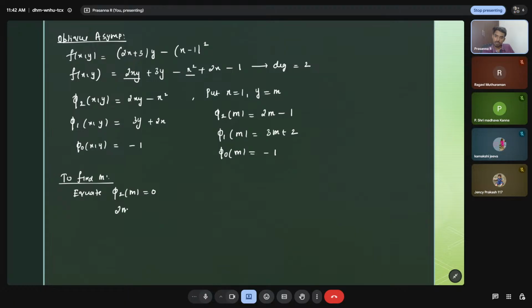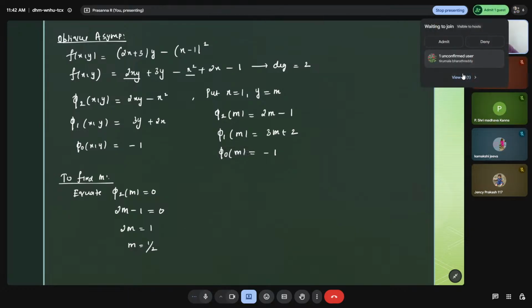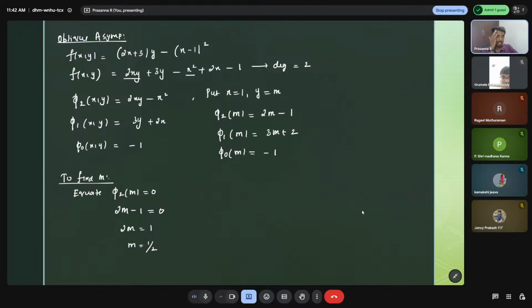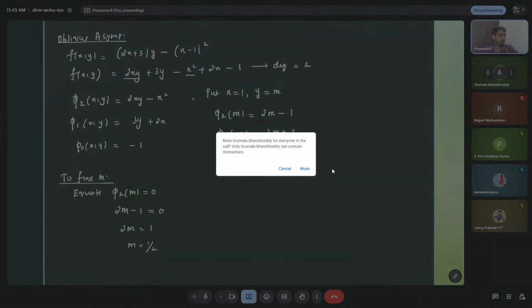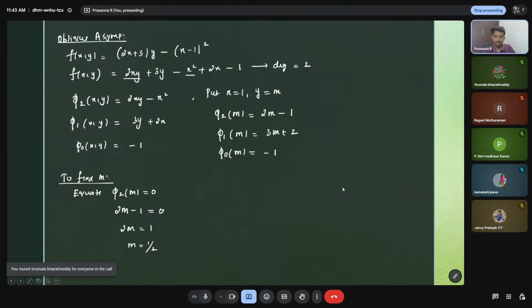So that means 2m minus 1 is 0. So in that case, 2m is 1, so m is 1 by 2. So there is only 1 m, right? This equation has only 1 m. Now for this m, you find the corresponding c. To find c, remember there is only 1 m, and we find c for m is equal to 1 by 2. So it has only a distinct root, right? There is only 1 m and that m is distinct.